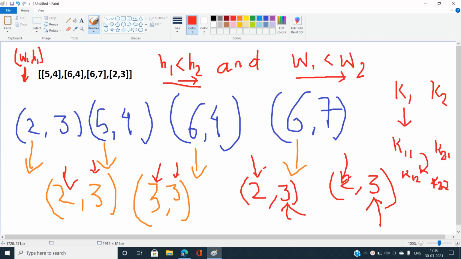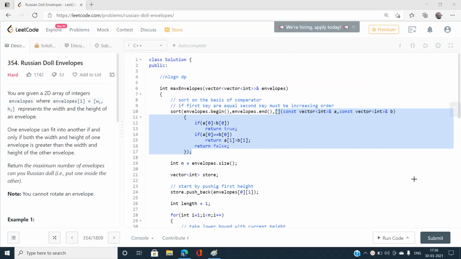We need to sort the first key in ascending order, and if my first keys are the same for the two envelopes, we need to sort the second key in decreasing order. Okay, so let's do that with the help of a comparator.